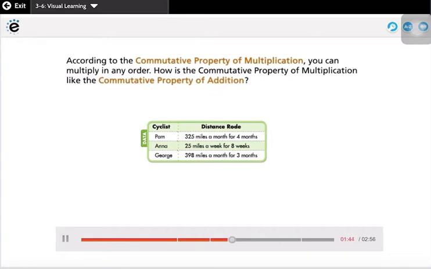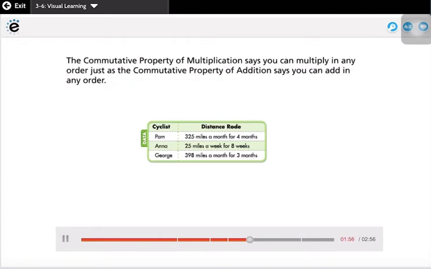According to the commutative property of multiplication, you can multiply in any order. How is the commutative property of multiplication like the commutative property of addition? The commutative property of multiplication says you can multiply in any order, just as the commutative property of addition says you can add in any order.